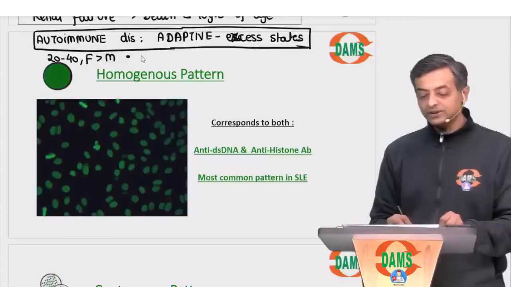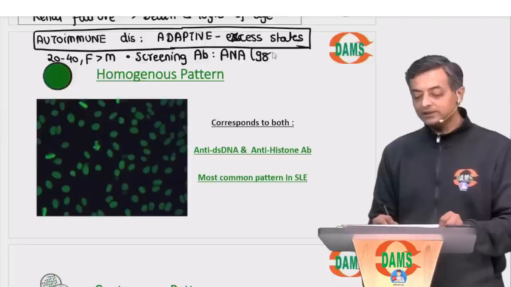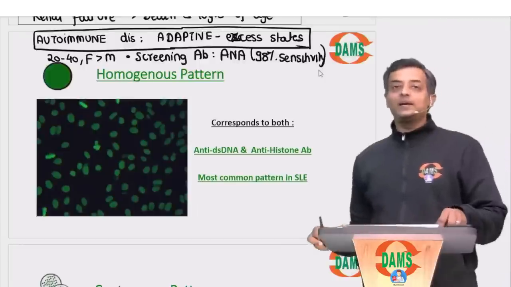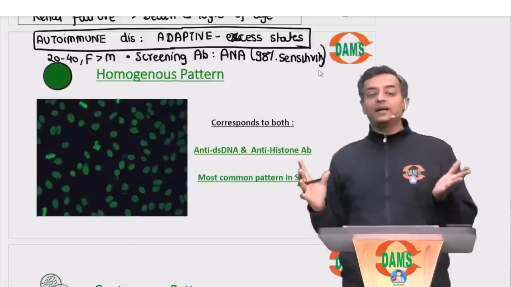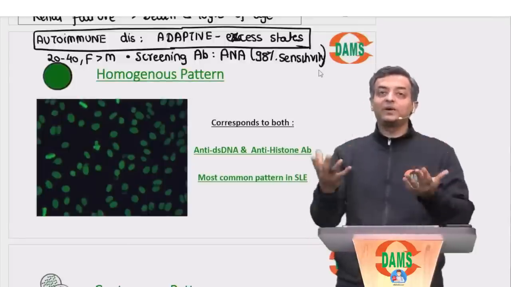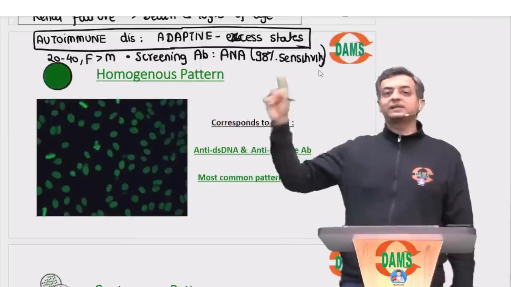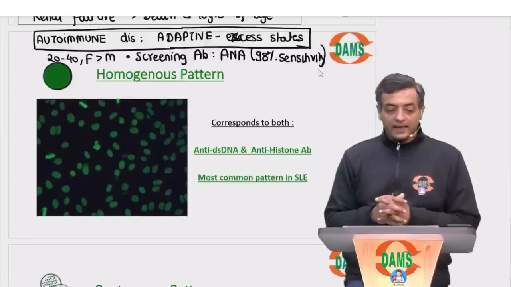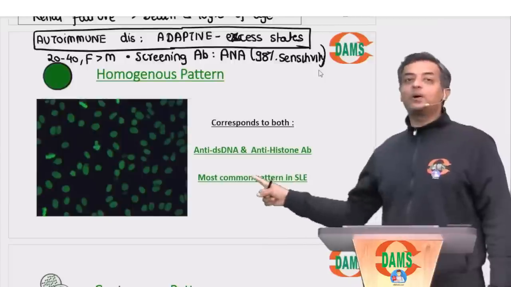The most sensitive screening antibody is the ANA, anti-nuclear antibody, because it has 98% sensitivity. So, ANA testing is the screening test. But ANA can be positive in multiple rheumatology diseases. So, what do we want to do? Look at the immunofluorescence pattern of ANA. The immunofluorescence pattern tells you the corresponding antibody and the probable diagnosis.